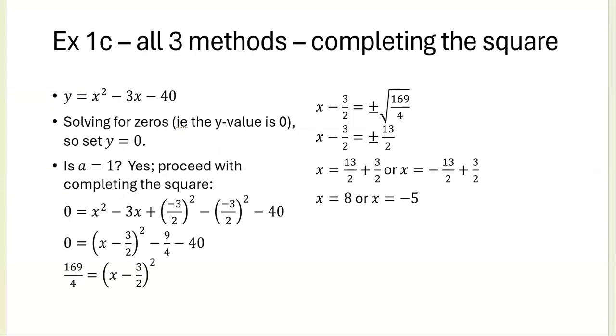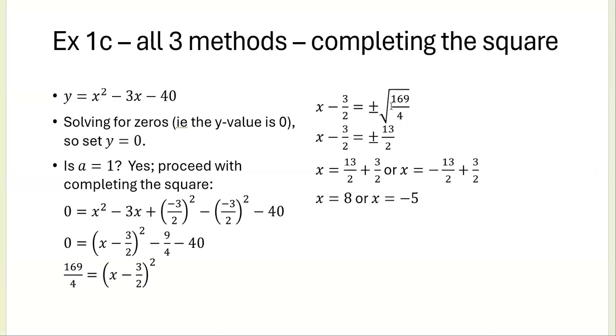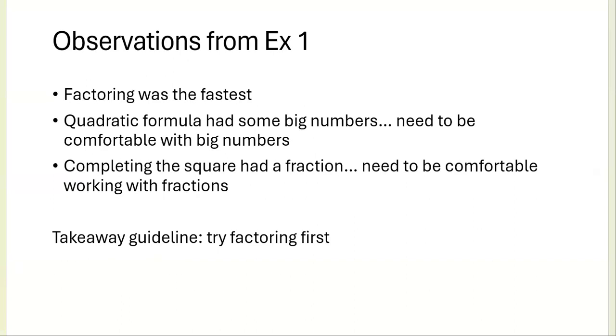Completing the square, notice there's a fraction. A lot of people don't like fractions. So you got to be comfortable with working with fractions as well. Okay, as well as the 169 came up over here again as well. Okay, so here's the takeaway from example 1. Always try factoring first. It's typically the easiest. Not always, we'll see in example 3, but typically. That's why it's a guideline. Try factoring first. Not like a procedure, but a guideline, okay?